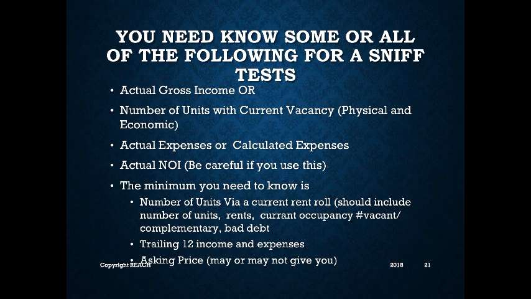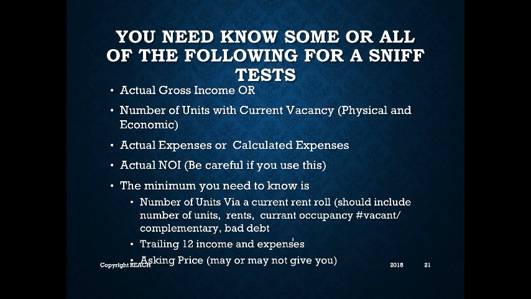So typically the things that I think are most useful to me, I want to begin with this. I want the number of units via a current rent roll. And that should include the number of units, the rents for each unit, whether it is occupied or vacant, and if there is bad debt or it's complementary. So I just want a full rent roll. And I want the asking price.